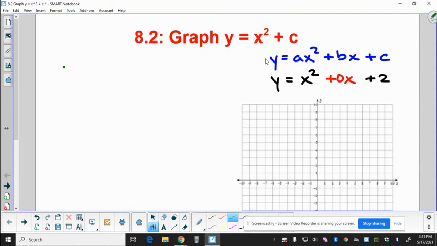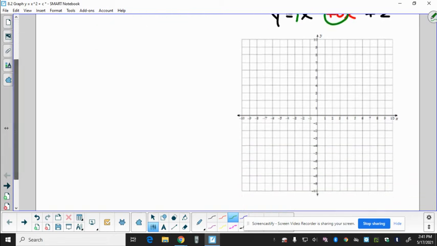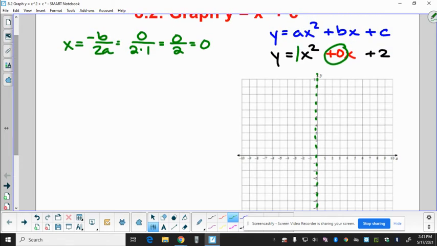We should know by now we're going to look for the line of symmetry. All right, so that's going to be negative b, so you can see b is 0, so that's just 0, over 2 times a, which is 1, so that's 0. So that means that we can go ahead and graph that line of symmetry. Next thing we're going to do, we're going to create a table. Our function is x squared plus 2.